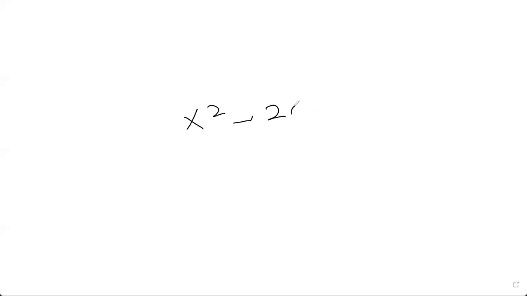And if we have x squared minus 20x minus 10, this is not a perfect square trinomial because we don't have a positive number at the end. At the end, it must be positive. What if I told you to factor completely?